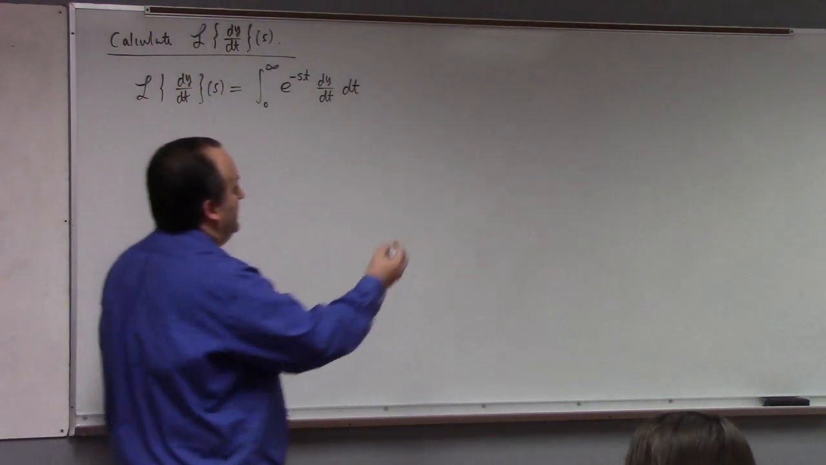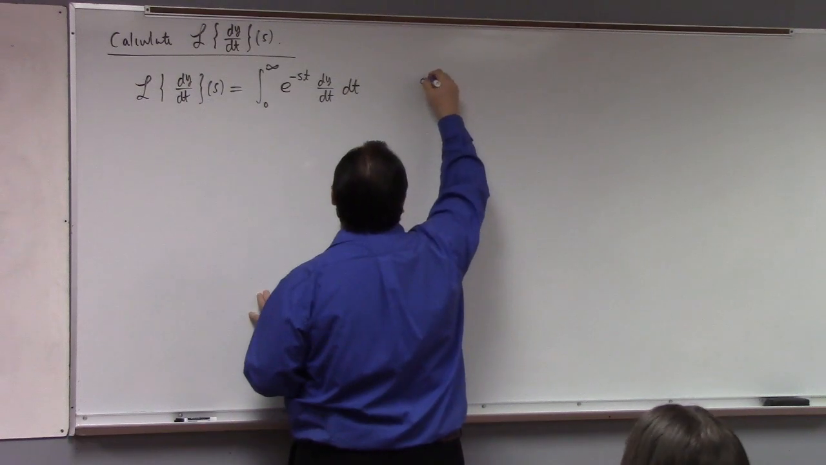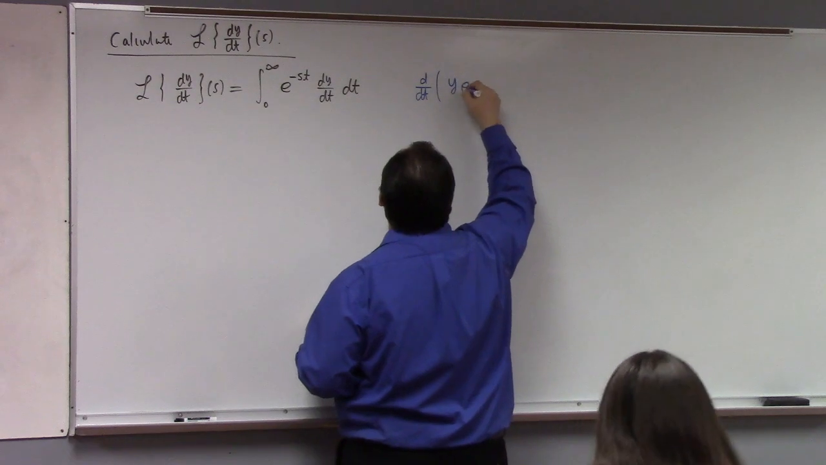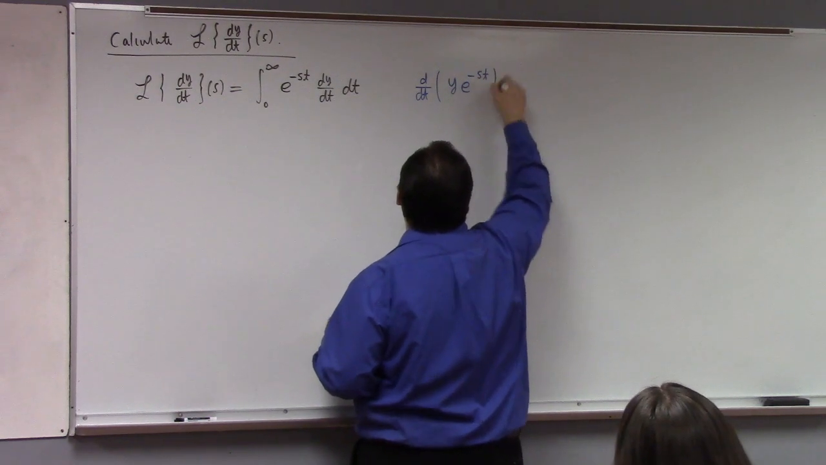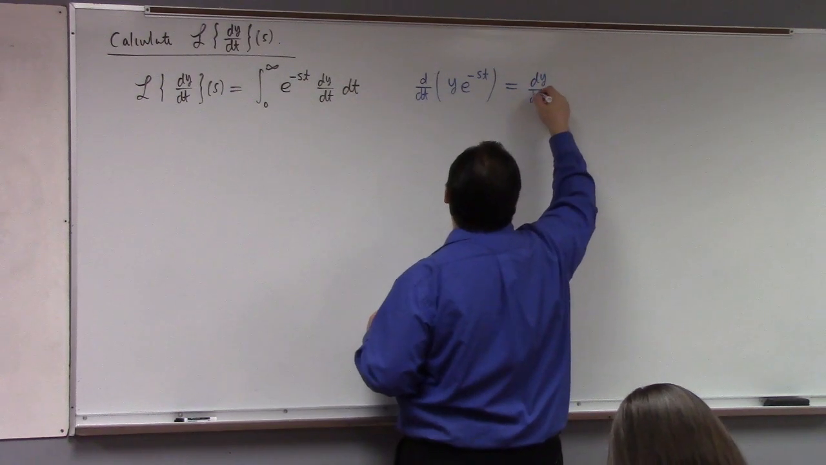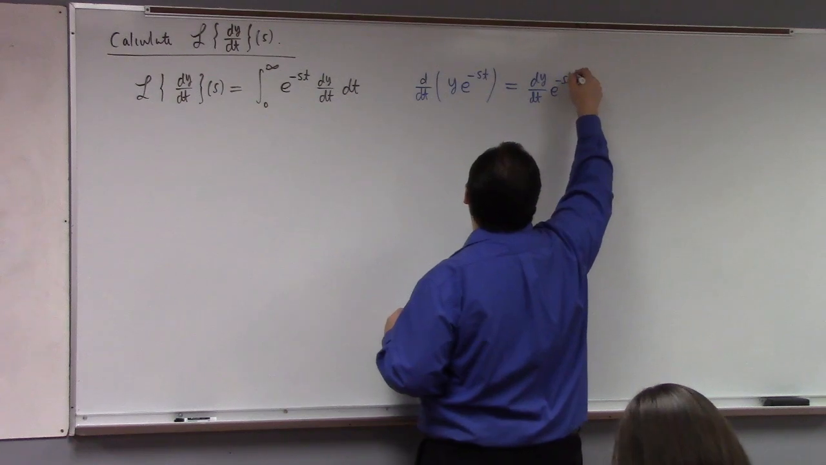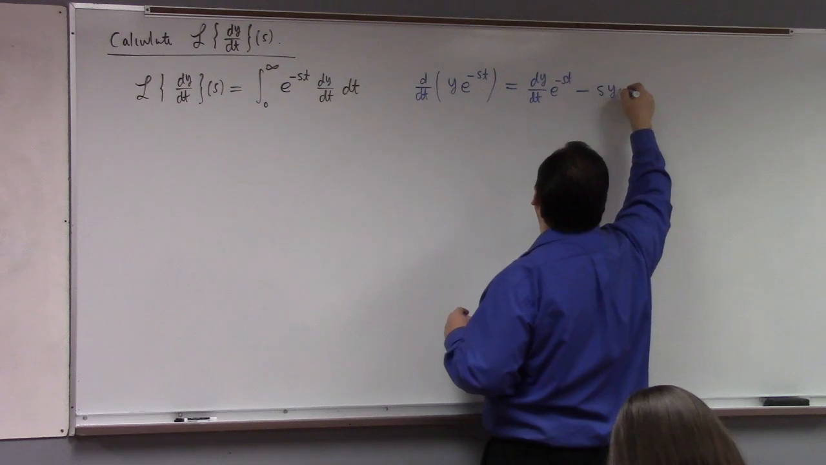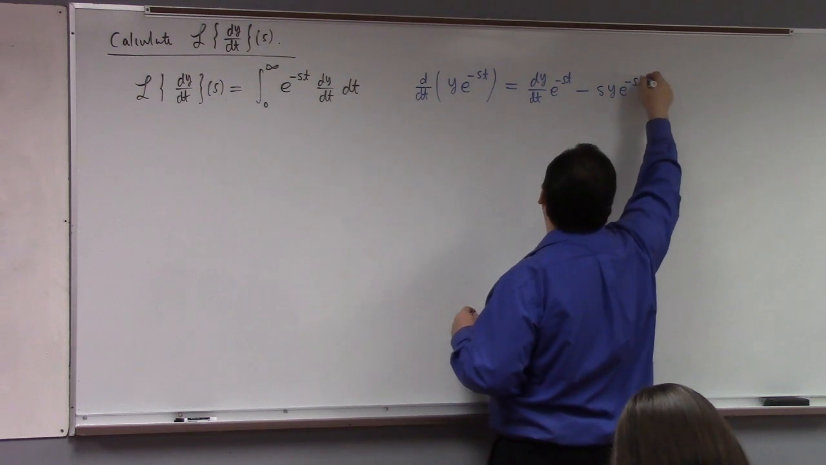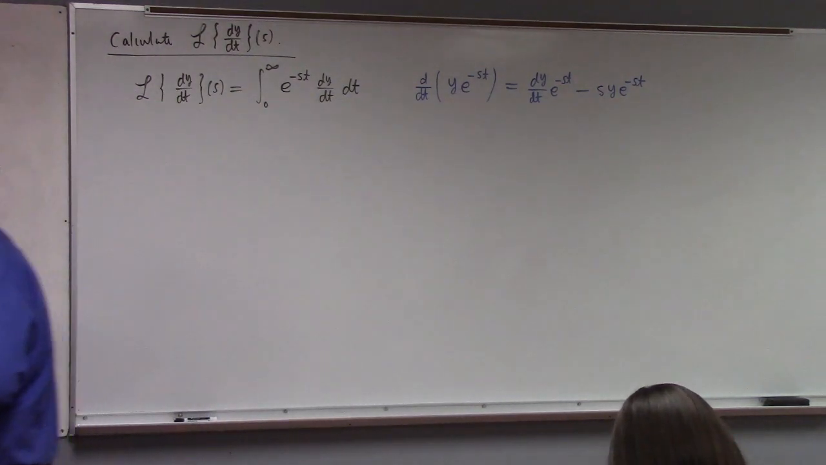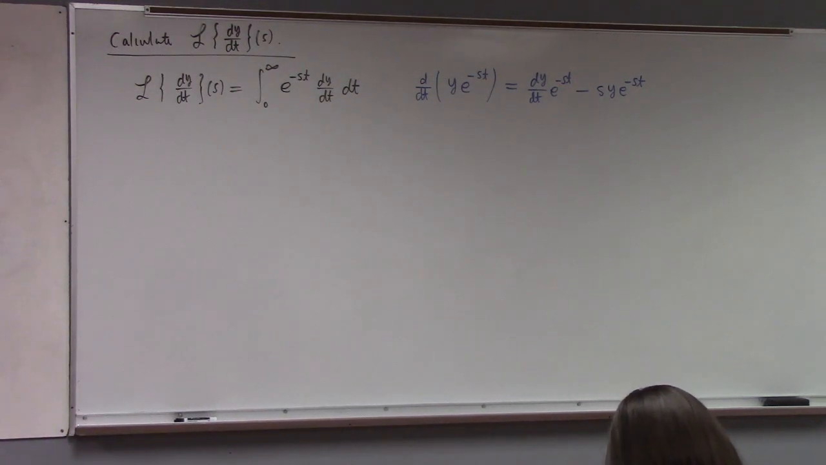So let me remind you something. We know that the derivative with respect to time of y times e to the minus st, treating s as a constant here, is what? It is dy dt times e to the minus st, right? Minus sy e to the minus st. Why is that? What did I just do? Product rule. Right, this is the product rule.